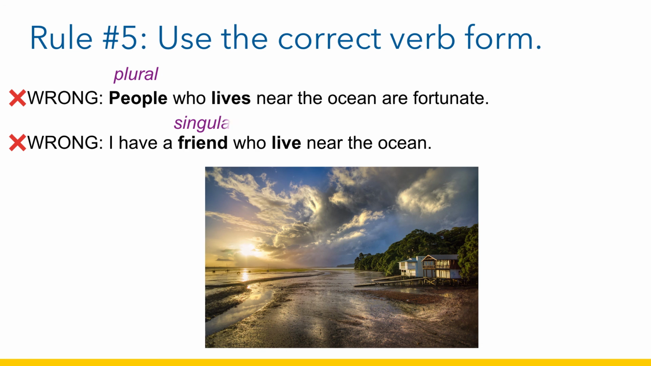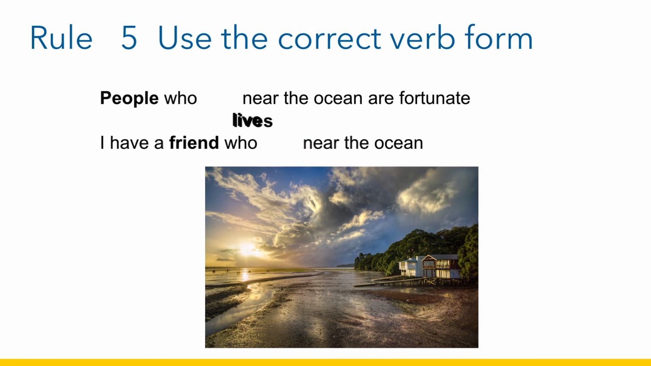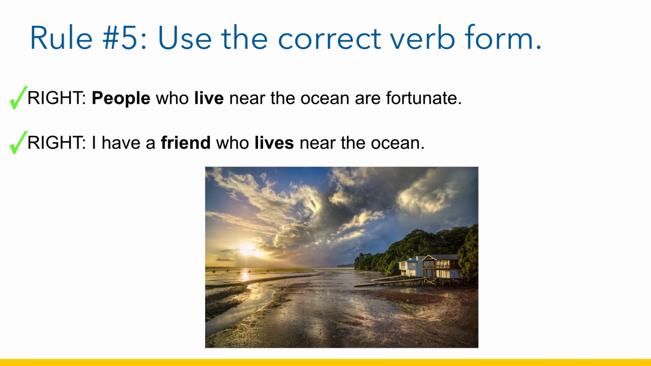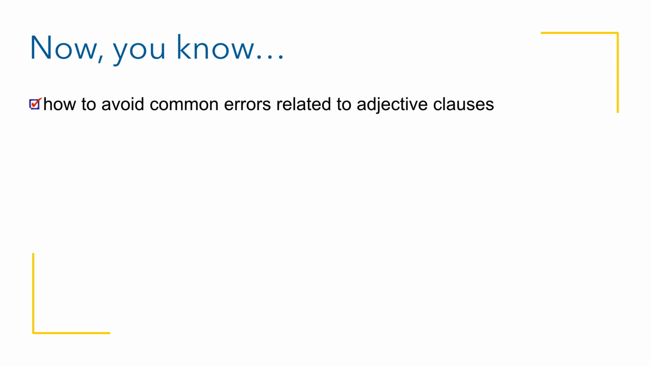And in the second one, a friend is singular. So our verb should be singular. We can fix it in this way. Here are the correct sentences. People who live near the ocean are fortunate. I have a friend who lives near the ocean. Now you know how to avoid common errors related to adjective clauses.